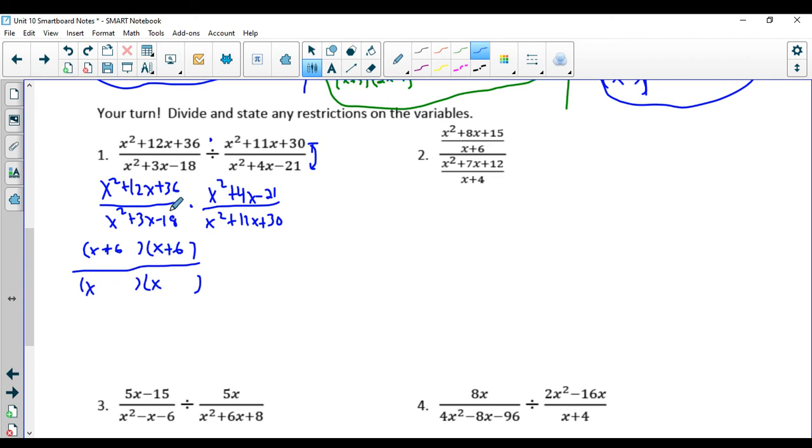On the bottom, multiplies to negative 18 and adds to 3. So my factors of 18 are 1 and 18, which isn't going to work. 2 and 9 does not add to 3. 3 and 6 can add to 3. So I'm going to do 3 and 6. They have to be opposite signs because they're multiplying to a negative, and add to be positive. So my larger number, which is the 6, has to be positive. Smaller one is negative.